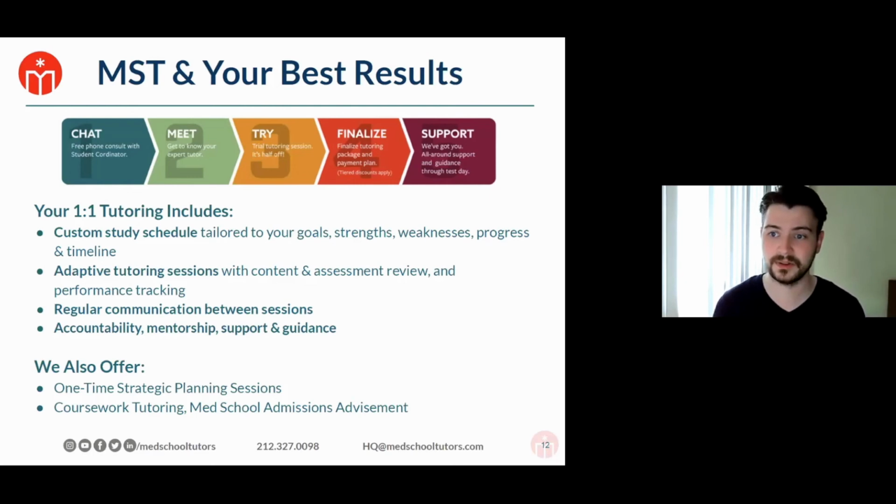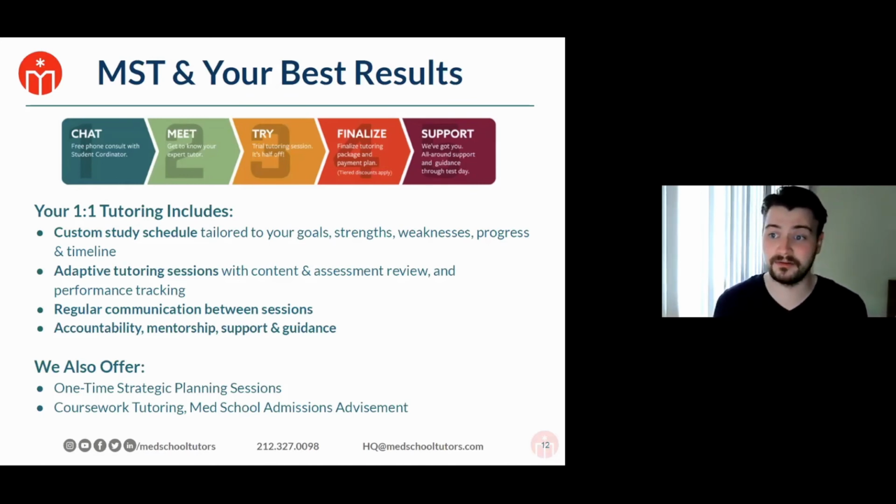And so the way that this process works is that you start off with a phone chat with a student coordinator, and then you get an opportunity to meet with your expert tutor, or in this case, consultant. And then there's a trial period. You work with the student coordinators to finalize. And then again, the big picture idea here is support. We very consistently hire and emphasize in the training for our tutors and consultants that what we really just want is your success, and helping you get to wherever it is that you want to go in a way that works best for you. And again, this work is customized for you. It is adaptive, whether that is for test prep or in this case for consulting.